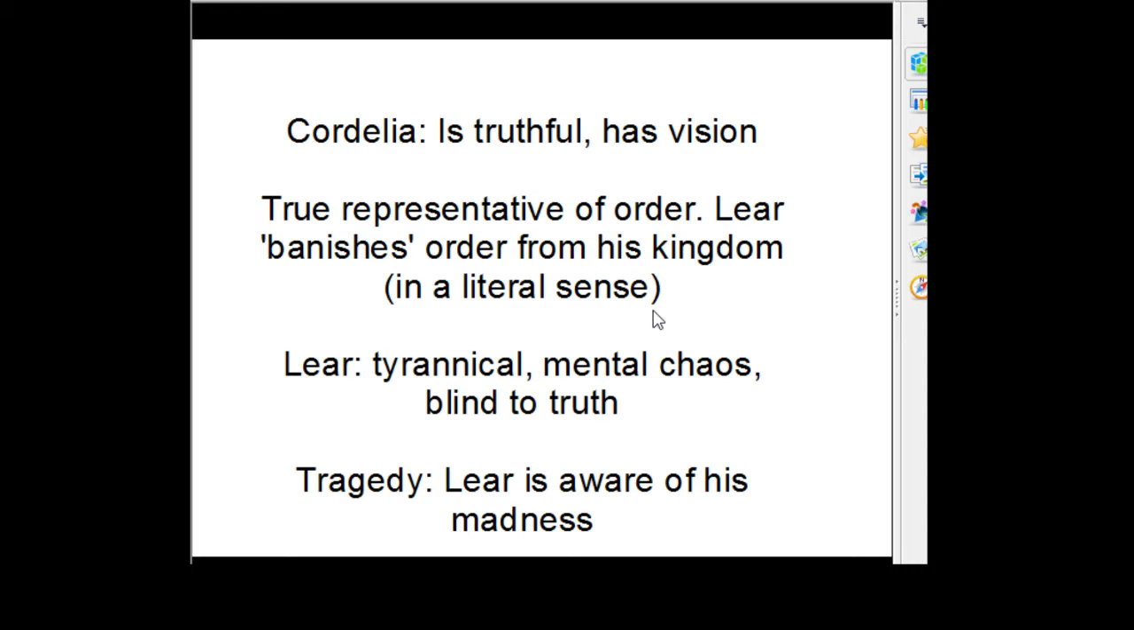Some other examples. Cordelia, who we'll look at later, is very truthful, and she has the vision to see rightly. She sees that her sisters are being flattering, and she refuses to succumb to it. So she, in a sense, is the true representative of order in this situation. And what is the very first thing Lear does? He banishes her from his kingdom. And so in a literal sense, or a symbolic sense, however you might want to think of it, Lear banishes order from his kingdom. By banishing Cordelia, who represents truth, order, and vision, he banishes those qualities from his kingdom. And therefore, the whole thing descends into chaos.